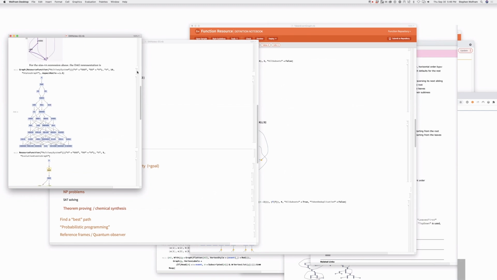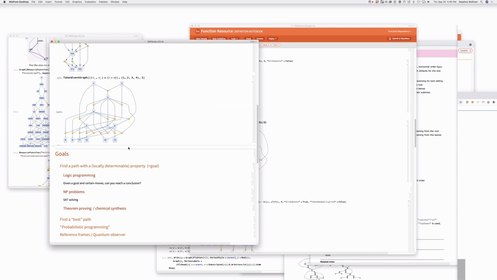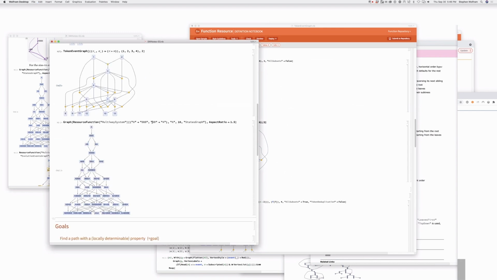Okay, so here we've got a string replacement rule. This string replacement rule, BB goes to A, takes a subpart of that string and replaces it. But the subpart of that string is embedded in the whole string. Am I making sense? Right.